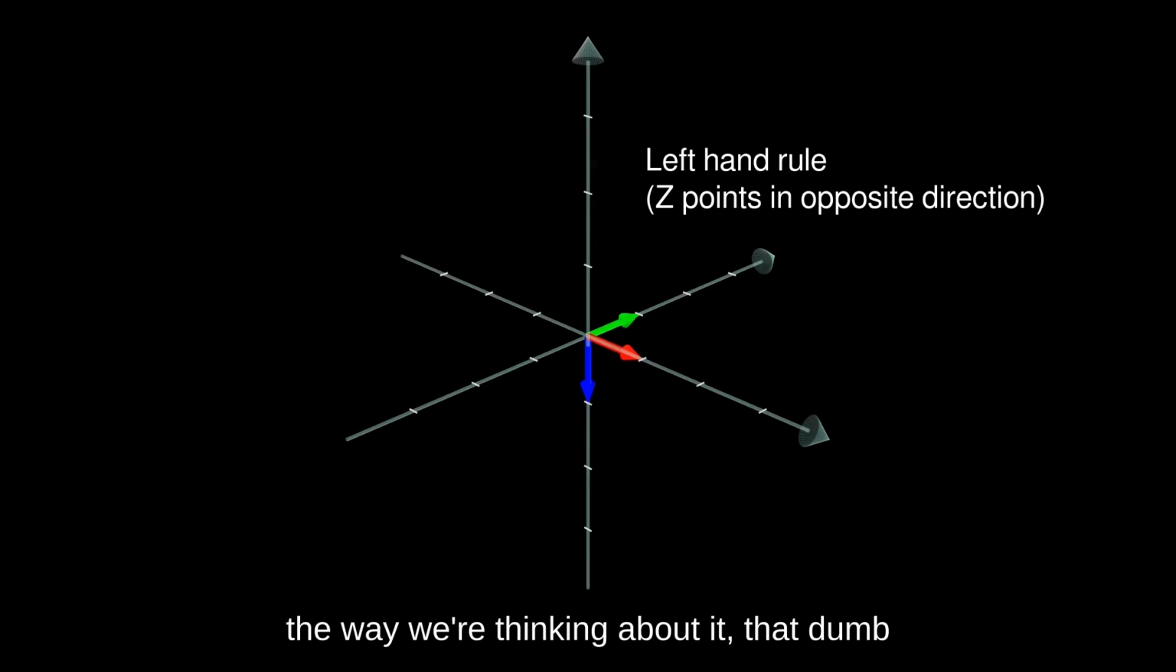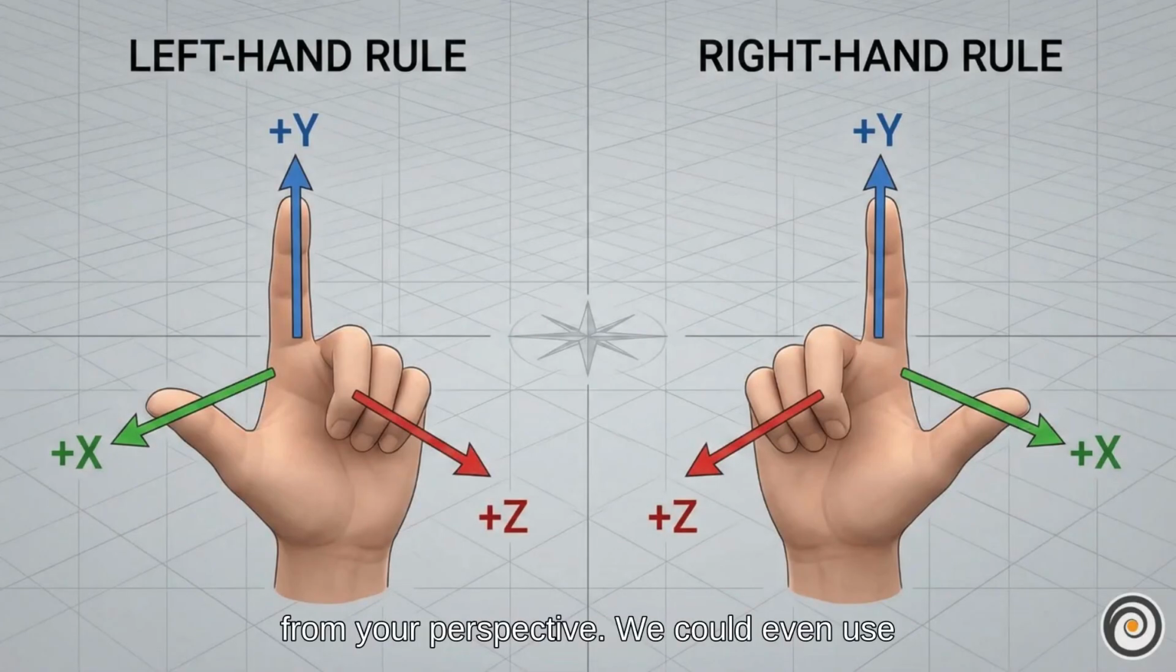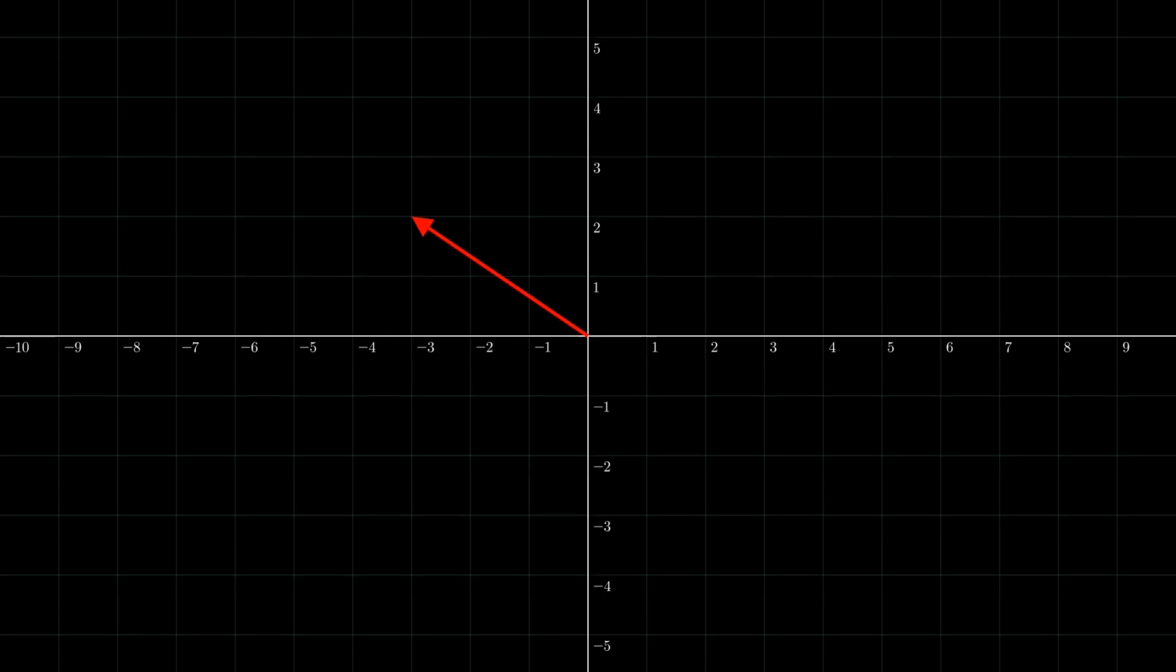But the way we're thinking about it, that dumb Microsoft z-axis is only defined in terms of the right-handed z-axis, just multiplied by -1. But if you're used to using the left-hand rule like this, you wouldn't think of the z basis axis as being 0, 0, -1 compared to the right-handed rule. You just think of this as 0, 0, 1. This is the z-axis according to you. And the right-hand rule z-axis would seem to be 0, 0, -1 from your perspective. We could even use really bizarre basis vectors like this, where this really long guy would be our x basis vector, and this guy going out here would be the y-axis.